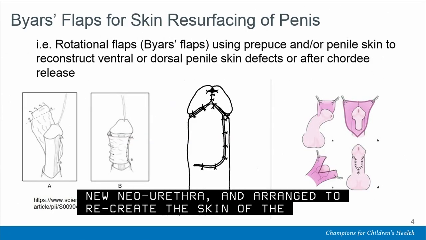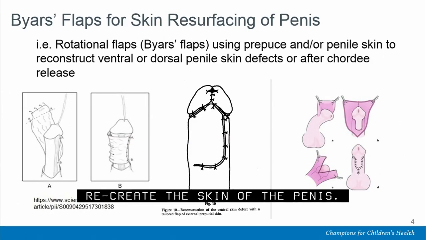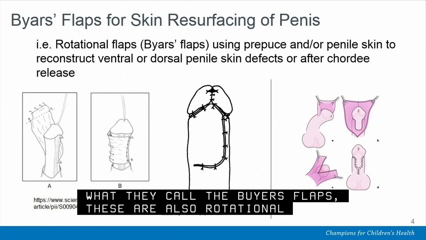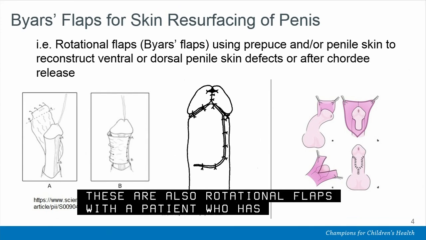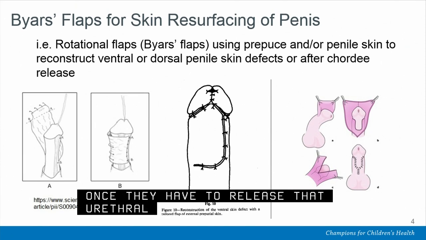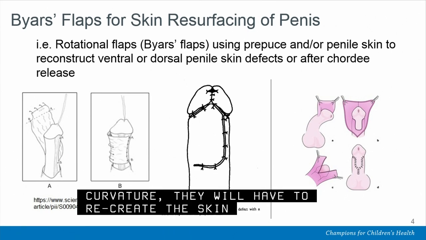Going on to the next slide, just what they call the Byars flaps. These are also rotational flaps, particularly with the patients who have chordee. Once they have to release that urethral plate to correct the curvature, they'll have to recreate the skin covering and rearrange that tissue. And so, again, the foreskin is used to make those repairs.